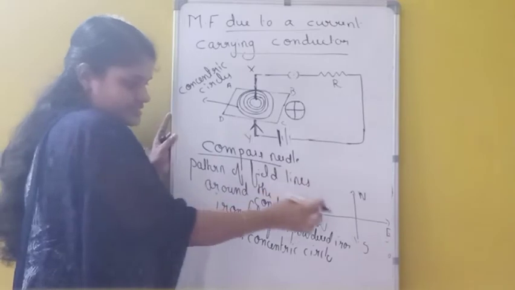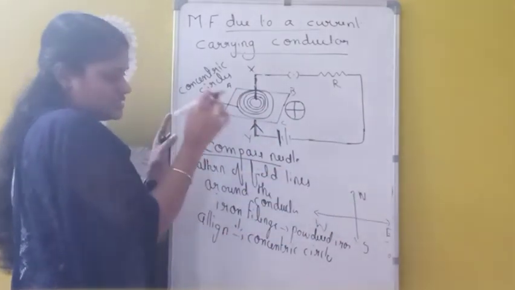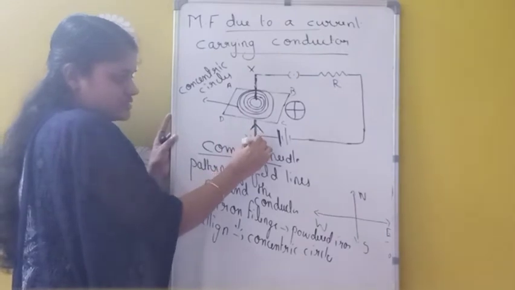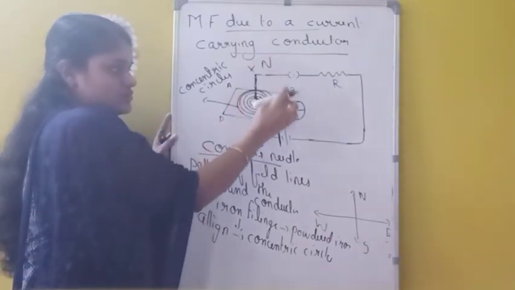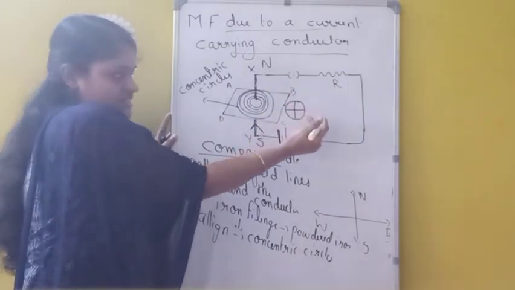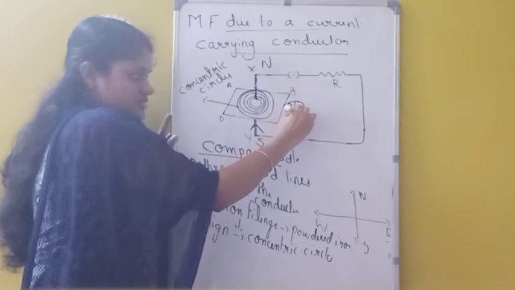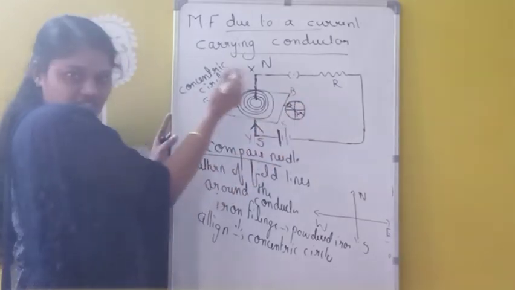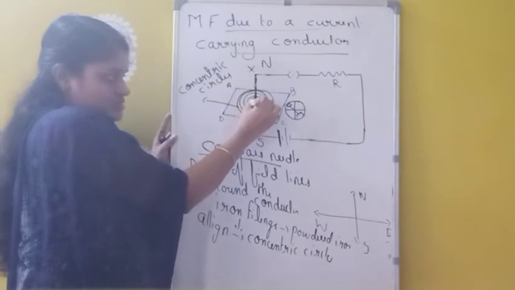So what is this side now? South. This one is north. This one is east and west. So now here current is passing from south to north. Whenever current is passing from south to north, what will happen to the needle? The needle will deflect towards the west direction like this. So this needle is deflecting towards the west direction. That means these concentric circles will be aligning like this towards the left.